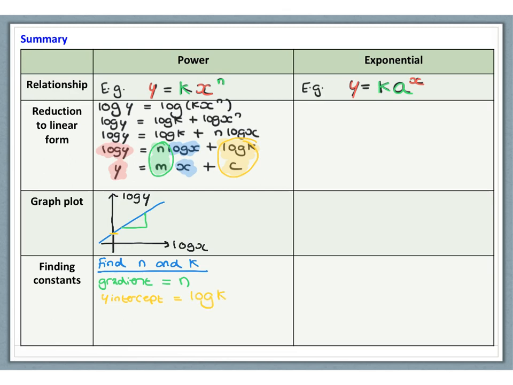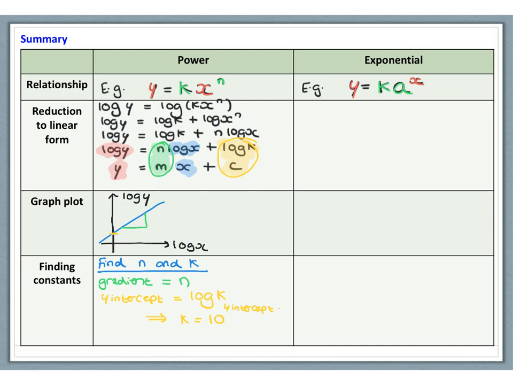Log to the base 10 of k. So to find k, we simply reverse this and calculate 10 to the power of the y-intercept. And this is how we reduce to linear form and find our constants k and n for a power relationship.